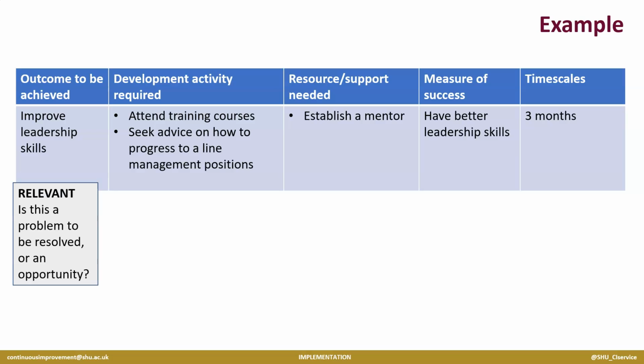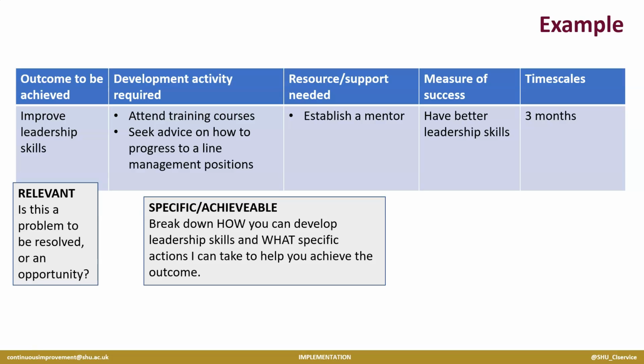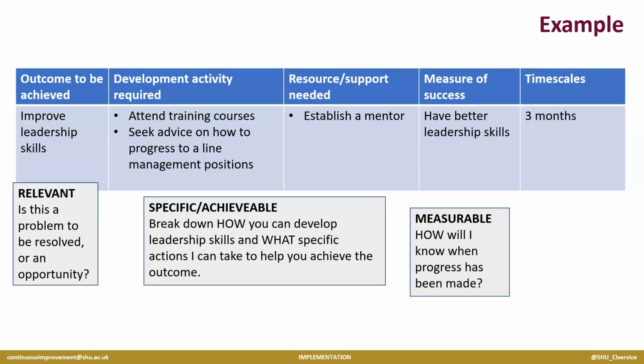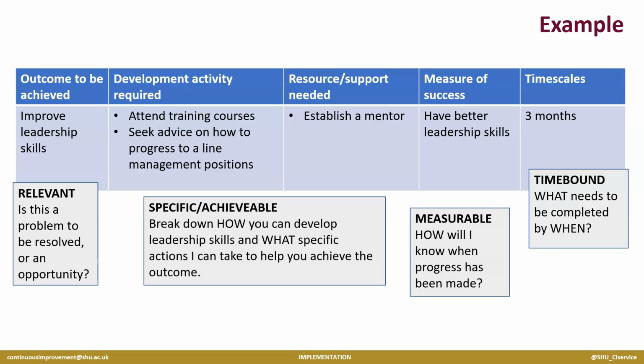How is improving my leadership skills relevant? What am I actually trying to achieve? To ensure this is specific and achievable, I need to provide more detail on what training courses I will attend and how I will establish a mentor. In addition to this, I need to consider if I am in full control of my actions, or whether I will need support from my team or department in order for this to be achievable. If my measure of success is to have better leadership skills, how will I know when progress has been made? And lastly, what exactly am I trying to achieve in 3 months? What actions need to be completed by when?